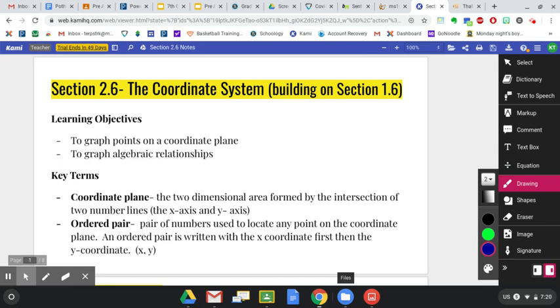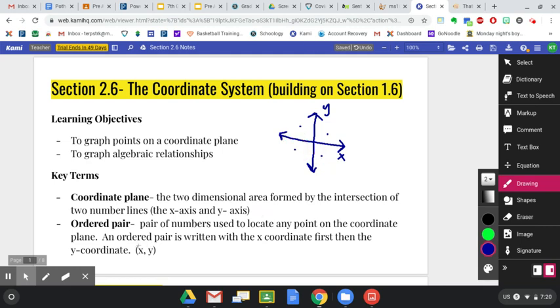Key terms, we had these before. We had coordinate plane, a two-dimensional area formed by the intersection of the x and y axis. Right? In geometry, you'll learn that a plane is a two-dimensional figure. So we have our x-axis here and our y-axis here. And then we have the four quadrants that we talked about.